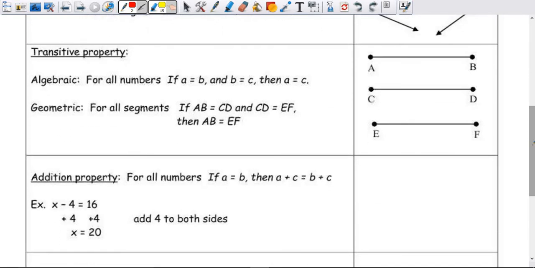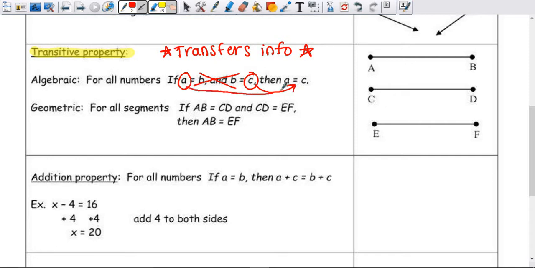Next one, the transitive property. How I like to think of the transitive property is it transfers information. Okay, so in algebra, if A equals B and B equals C, then A equals C. So we got rid of the middleman, the B's matched, so we take A and C and make a new statement, okay? So geometrically, if AB equals CD and CD equals EF, let's get rid of this middleman because CD is mentioned in both, so AB must be equal to EF as well.